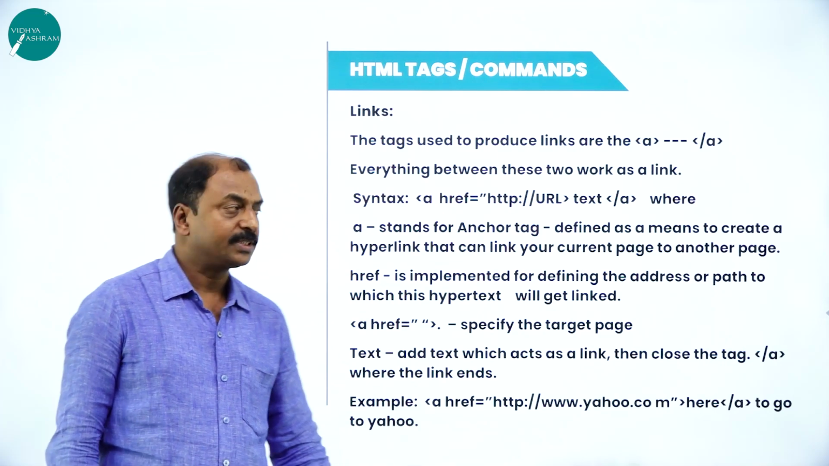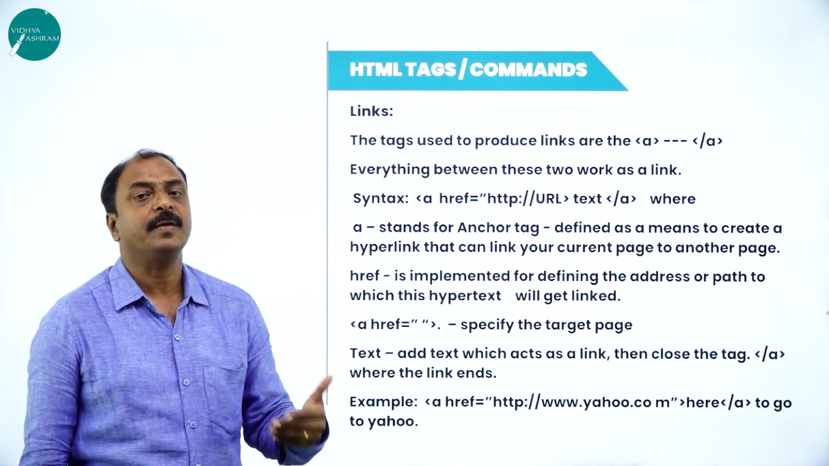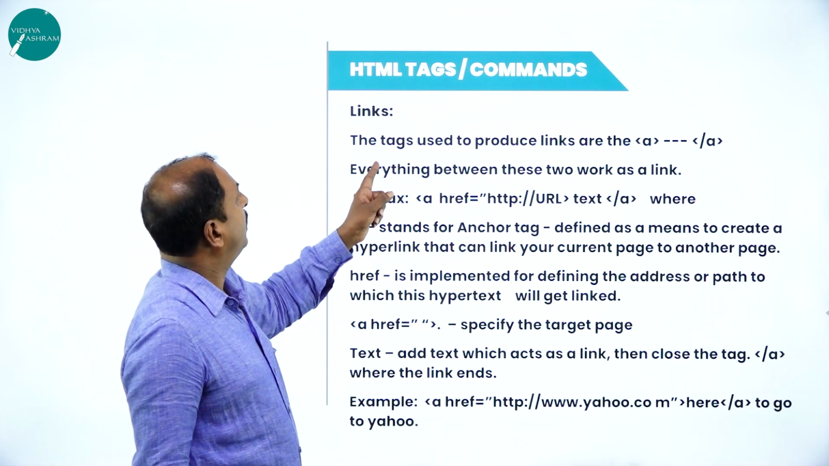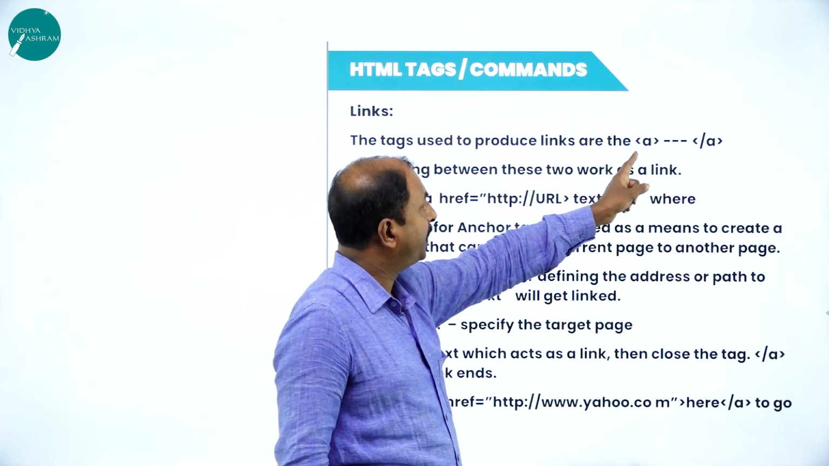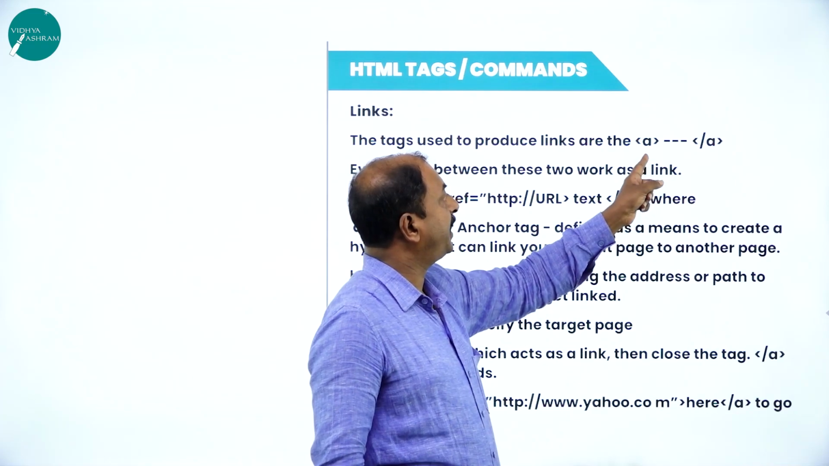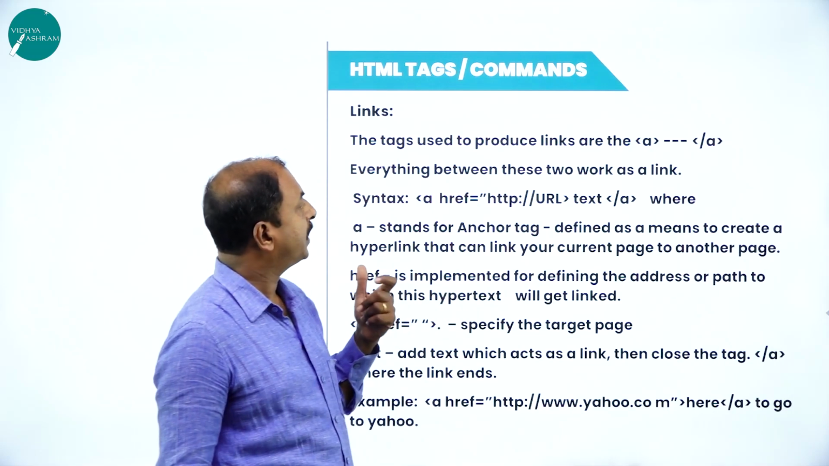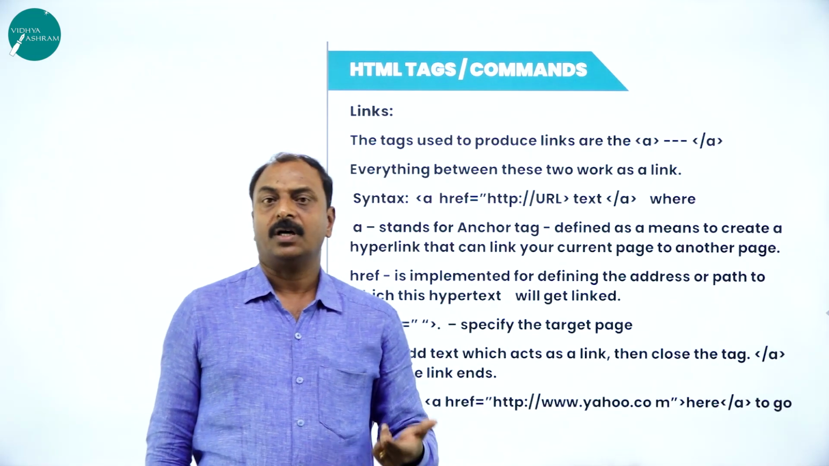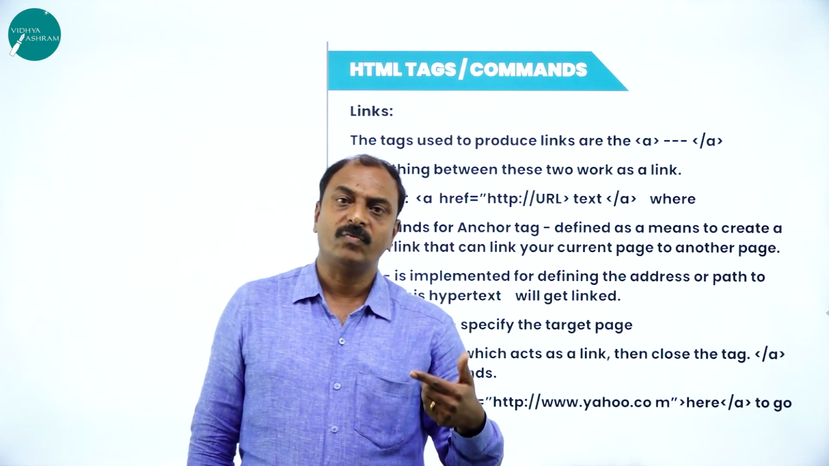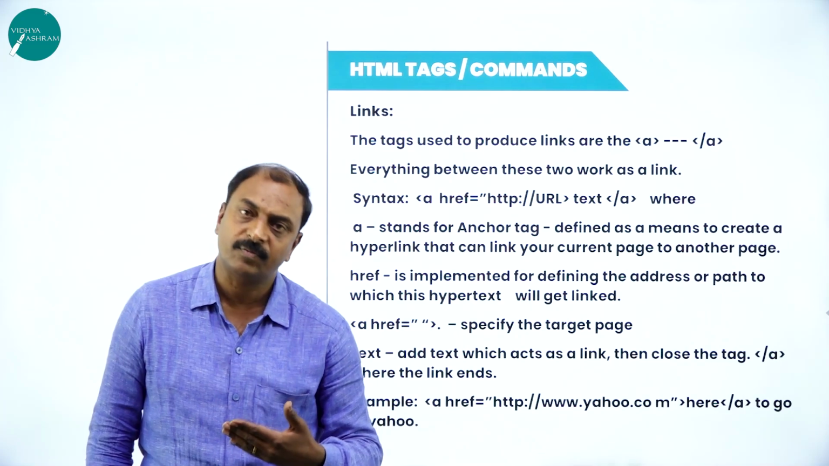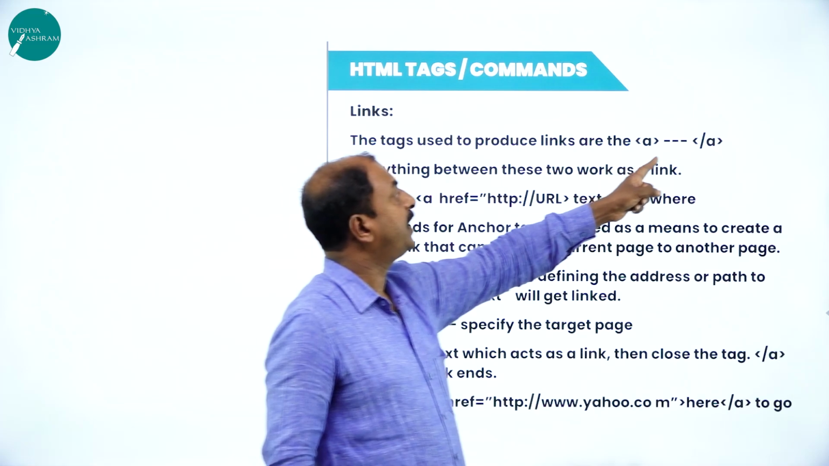Now let us move on to another slide, and here the next tag is links, that is nothing but hyperlinks. The link tag is used to produce links. It is A, with an open tag and a closing tag. Here A stands for anchor tag. We use the anchor tag to connect information from one website to another website, or from one web page to another web page within the same website. That is the use of links, or the anchor tag.